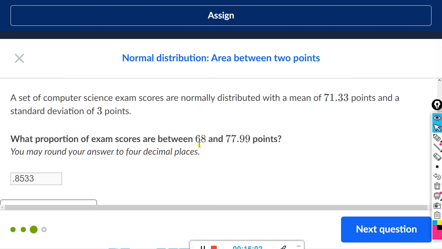So to sum it up, use the two values that they give you, okay? Calculate the z-scores for each one, and then go to your z-score table, look up the values, and subtract those two areas.